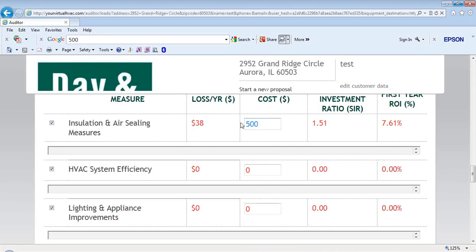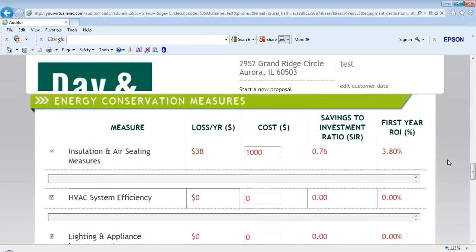If this was really $1,000 to do the insulation, I'll click over there. That changes the math over here, right? So how much am I saving? How much does it cost me to get this thing will determine my return on investment.